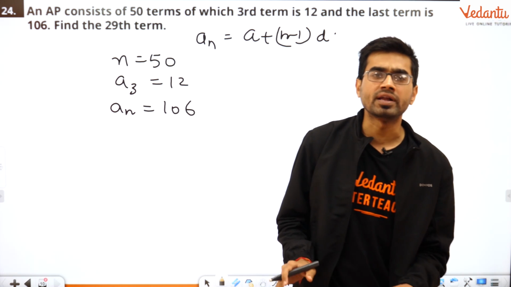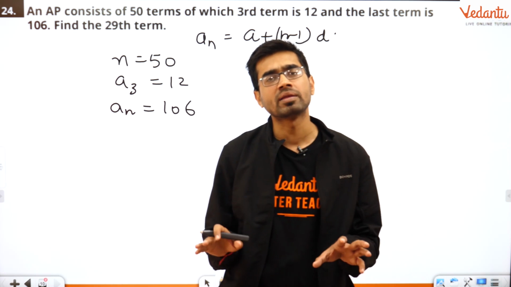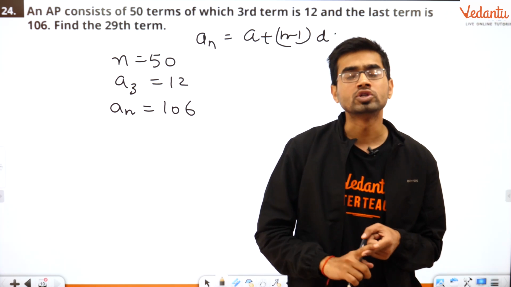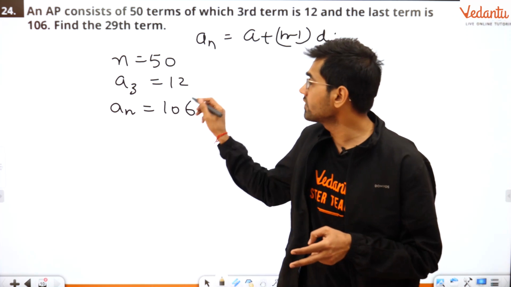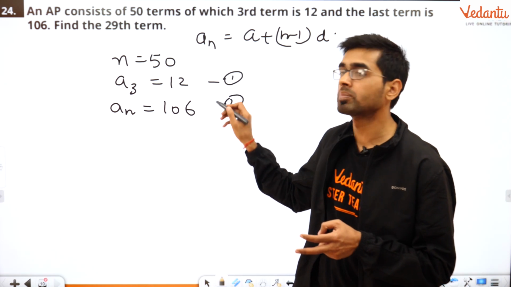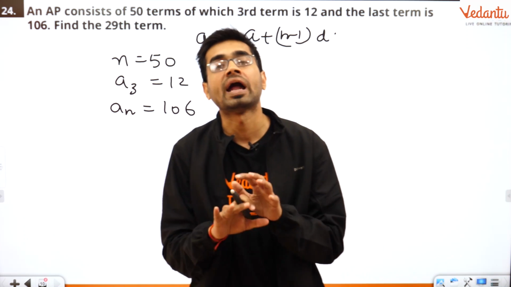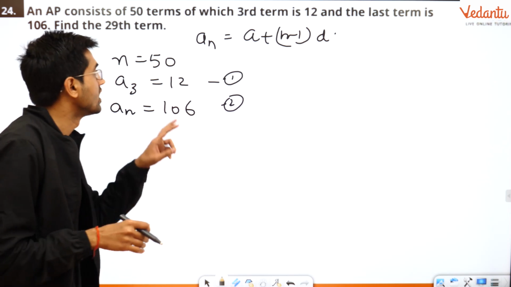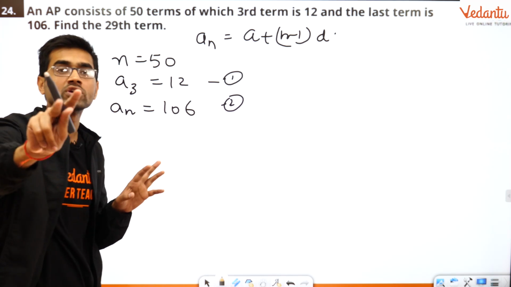In this chapter AP, you have got a number of variables and the same number of equations. There are two variables. You do not know the first term. You do not know the common difference. So they have given two equations for you to simplify so that you can get those two variables, and it's done. It's simple linear equations you are solving in two variables. Trust me. Just use this formula and linear equations in two variables.